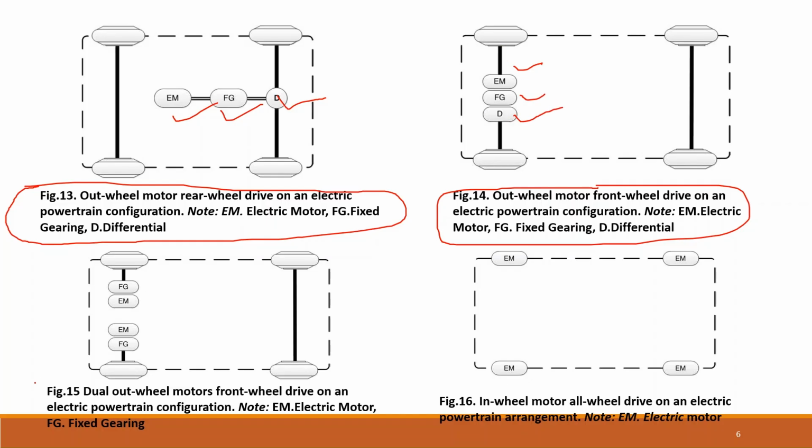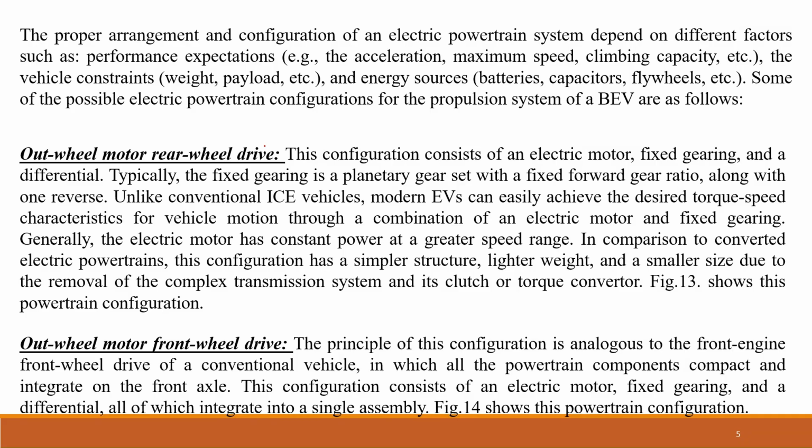Now we have Figure 15, that is a dual out-wheel motor front-wheel drive powertrain configuration, where we have different electric motors and fixed gears for the two wheels in the front, two different wheels in the front. And Figure 16 shows an in-wheel motor all-wheel drive electric powertrain configuration. So let us now discuss this. So, the out-wheel motor rear-wheel drive.